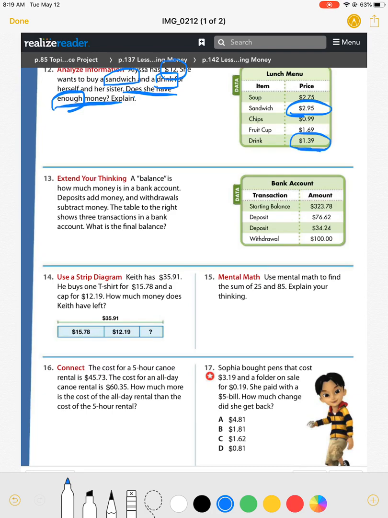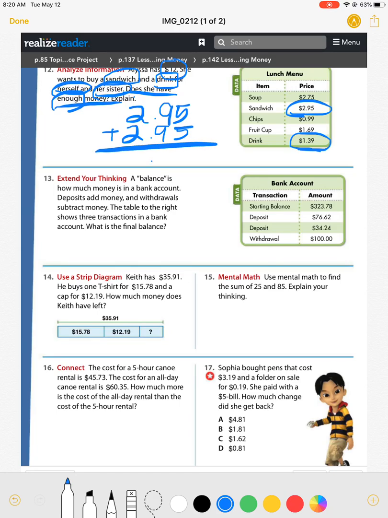And let's look back at our word problem. This is a lot of information. For herself and her sister. So Alyssa plus one more person. So shall we add this up once or should we add it up twice? We're going to add it up twice. One for herself and one for her sister. So a sandwich, we're going to take that $2.95 and add that plus $2.95.